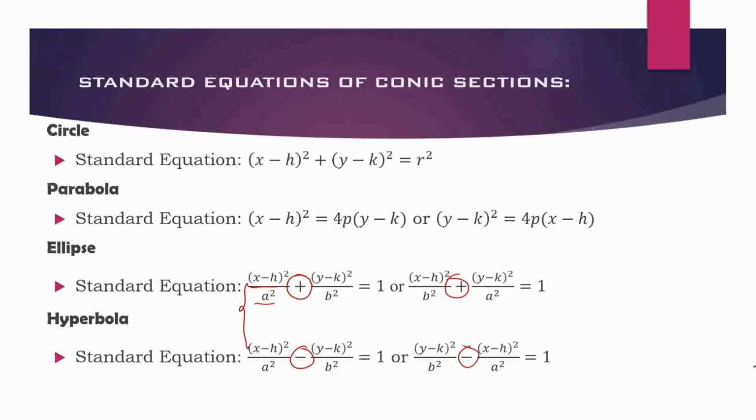So, sa hyperbola, check natin kung sino ba yung naunang numerator or yung positive na numerator. So, dito, ang naunang numerator or yung positive na numerator ay (x - h)². So, ibig sabihin, ito siyang horizontal. Sa kabila, (y - k)² yung nauna or yung positive na numerator. So, ibig sabihin, siyang vertical hyperbola.